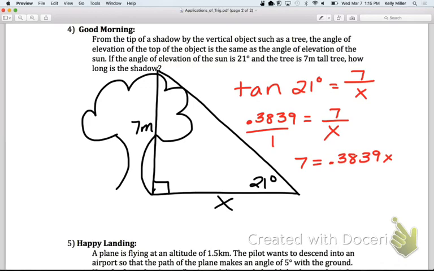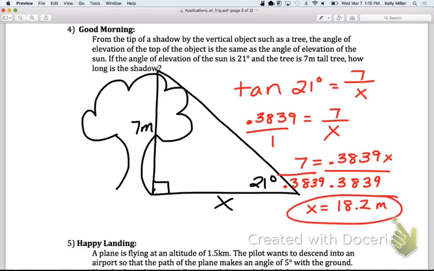Divide by the decimal. 0.3839. Matt, I see you're already working on it in the back of the room. What are you getting? 18.2. Thank you. So 18.2, what my units were, meters, would be the length of your shadow.